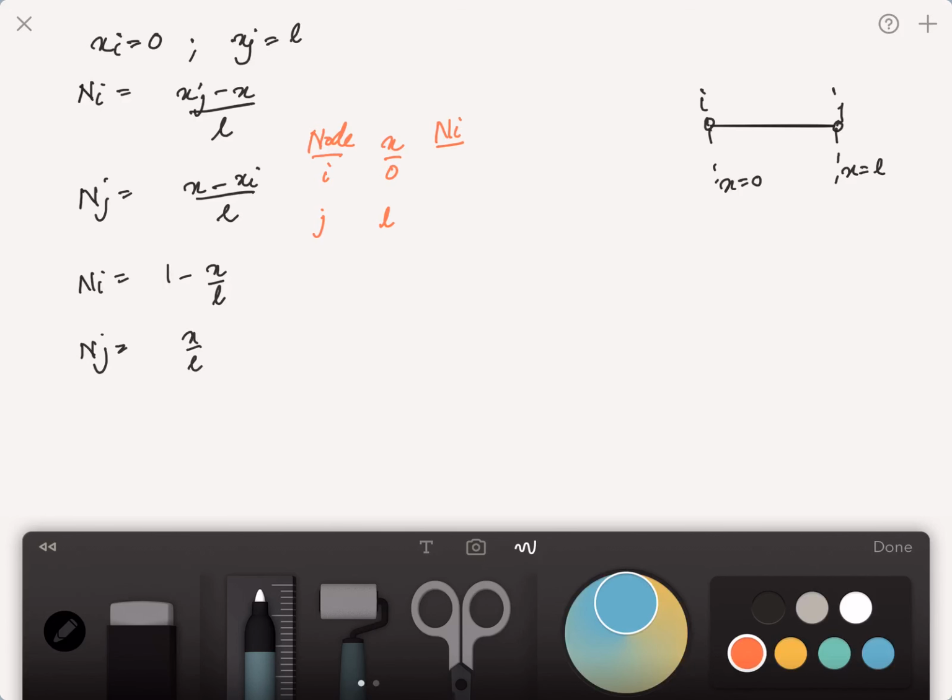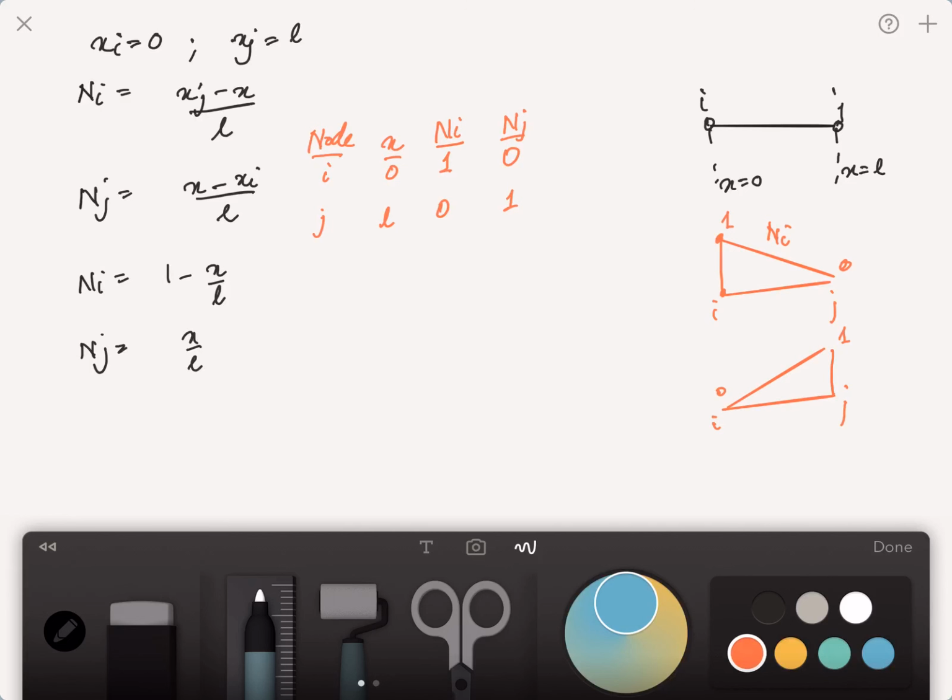Ni at x is equal to 0 is equal to 1. But Ni at x is equal to L will be equal to 0. The same way, Nj at x is equal to 0 will be 0, but Nj at x is equal to L will be 1. So one of the very interesting characteristics of shape functions is that the shape function is always unity at its own node and 0 at the other. So this is Ni. And in the same way, you will see that the Nj is also unity at j and 0 at i, like I just showed you.